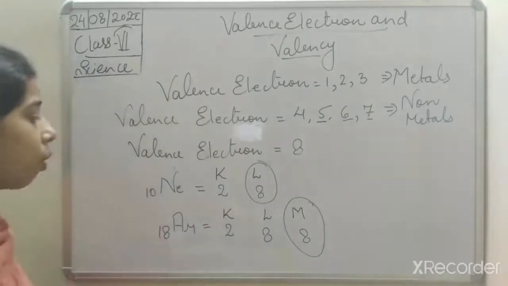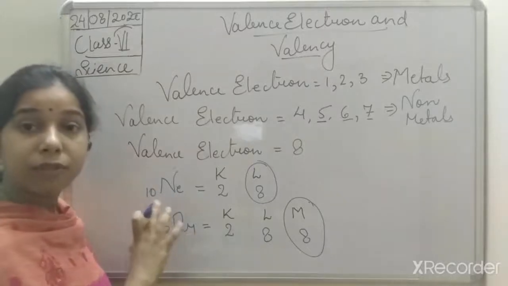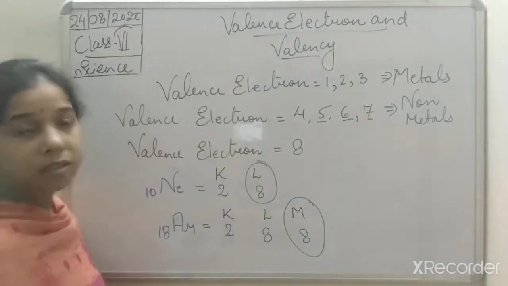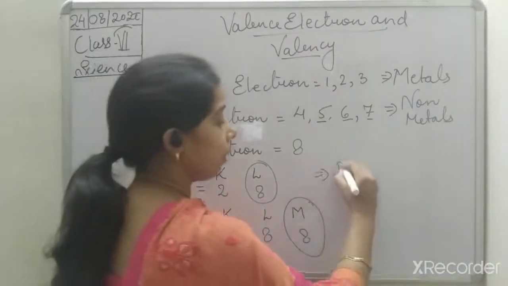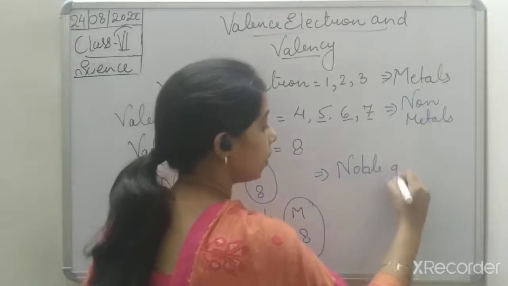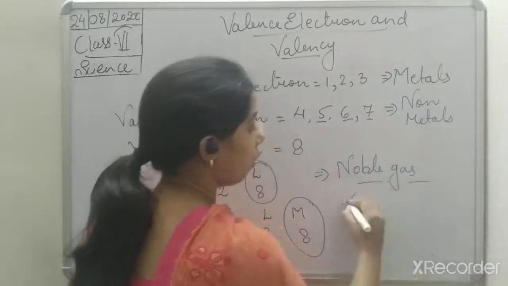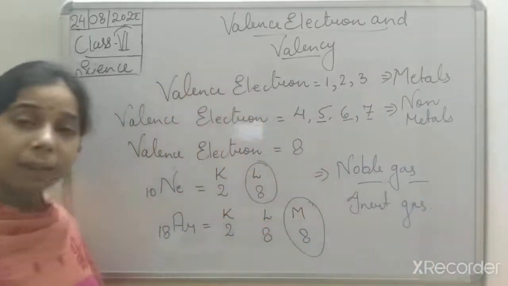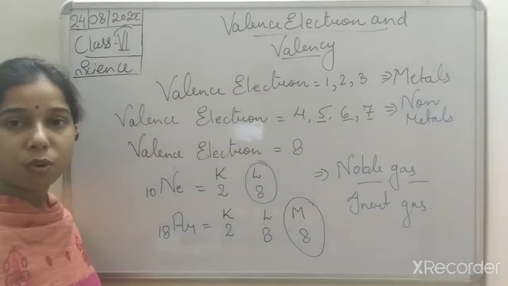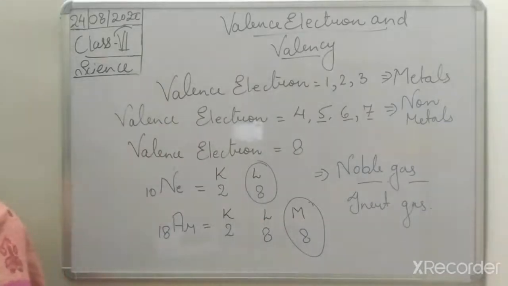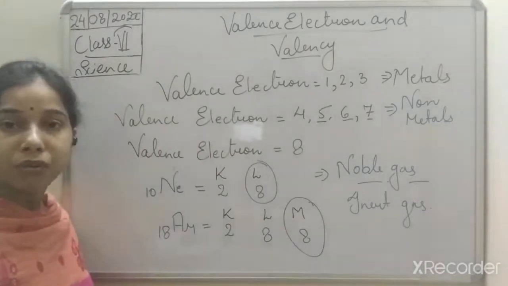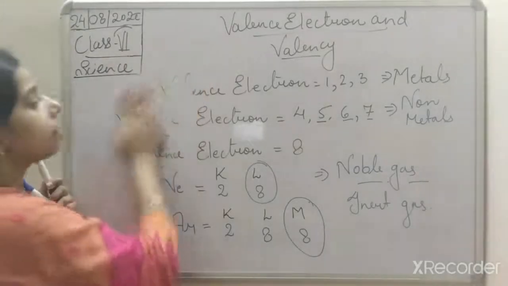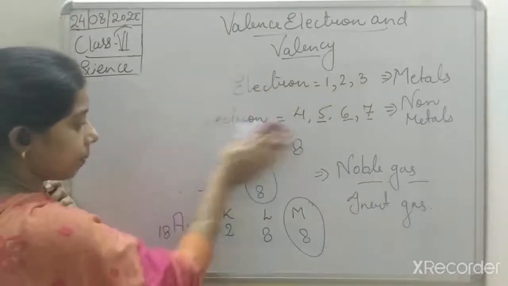And such kind of element which possesses 8 electrons in its outermost valence shell, we use a term for it, and that is noble gas or inert gas. So the element which possesses 8 electrons in its outermost shell is a noble gas or an inert gas.